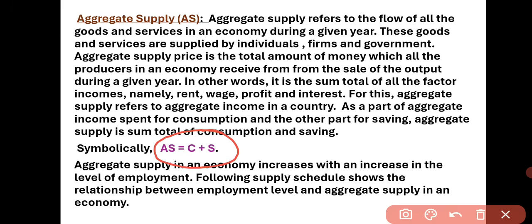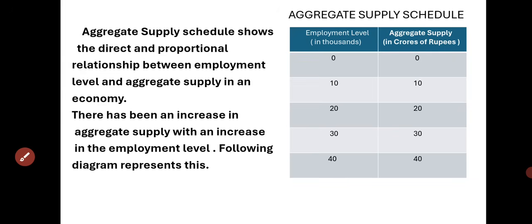We will see it in the following table, right? You see, in the following table we have clarified it. In this table of aggregate supply, employment level is given in the first column, and in the second column aggregate supply is given. Total employment is given in thousands, but aggregate supply is given in crores of rupees, right?